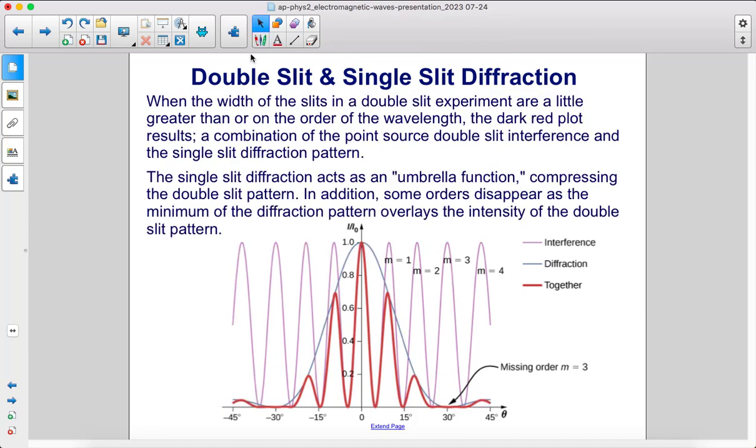When the width of the slits in a double slit experiment are a little greater than or on the order of the wavelength, the dark red plot results. You can see that here. A combination of the point source double slit interference and the single slit diffraction pattern. The single slit diffraction acts as an umbrella function, compressing the double slit pattern. In addition, some orders disappear as the minimum of the diffraction pattern overlays the intensity of the double slit pattern.